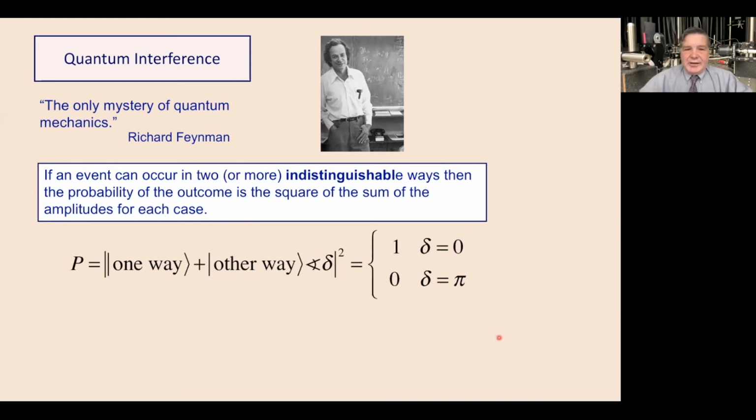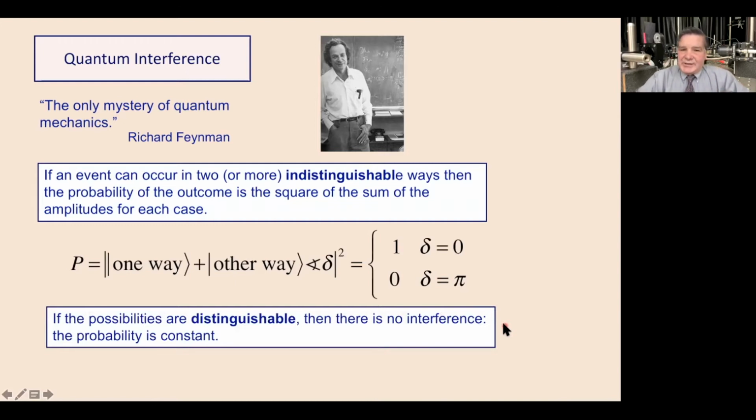So very generally, an event can occur in two ways: one way and another way. This bracket notation is a physics thing called Dirac notation. Basically you combine the two ways in a mathematical form, and then you add a phase in between. The absolute value squared of that is the probability of the outcome, which is 1 if the phase is 0 or a multiple of 2π, and 0 if the phase is π or an odd multiple of π. So you have really stark outcomes. But if the possibilities are distinguishable, then there's no interference, and the probability is a constant. These simple guidelines are very important, especially in quantum information, because we want to create situations where there's superposition and quantum interference.